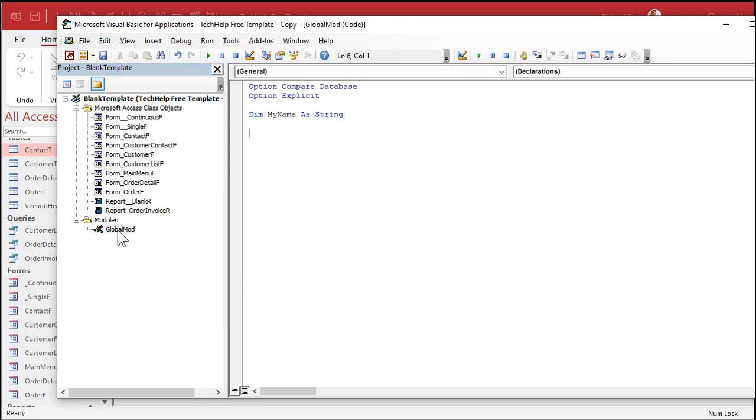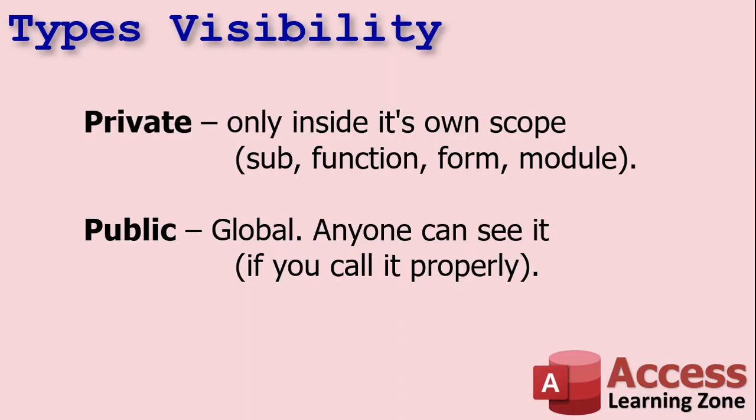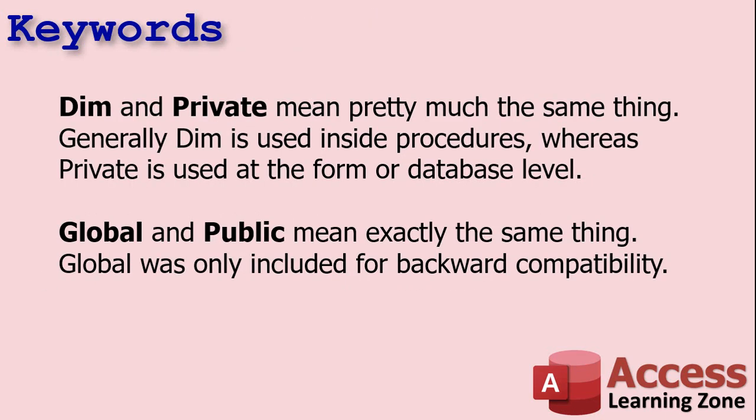That's interesting. Well, back here, dim is essentially the same as saying this is a private variable. All right, there's private and public. Now, if you use dim, by default, that gives you a private variable, so only that form or that module will see it. You have to declare it as public if you want it to be global so that anybody can see it. Dim and private pretty much use the same thing. Generally you use dim inside procedures, whereas private is usually used at the form or database level. But they're pretty much interchangeable, okay?